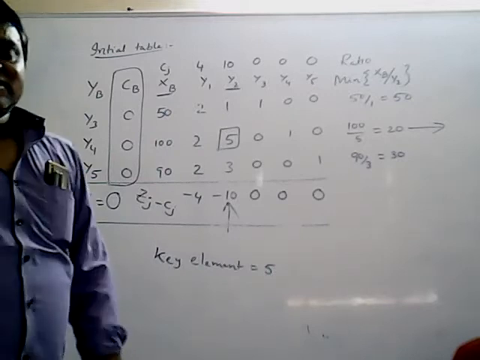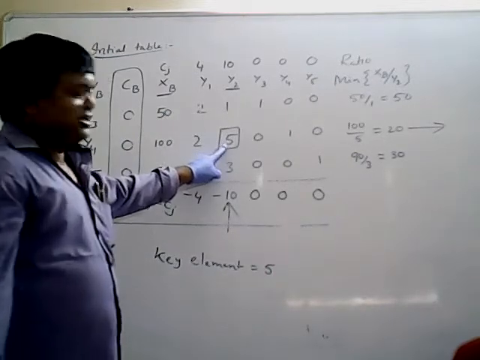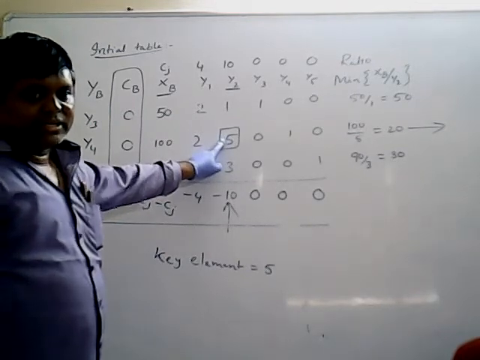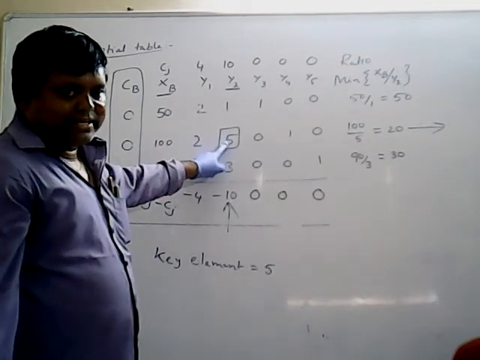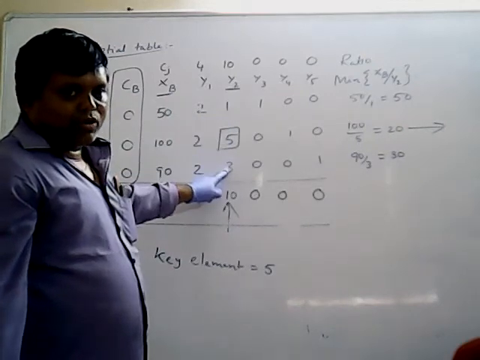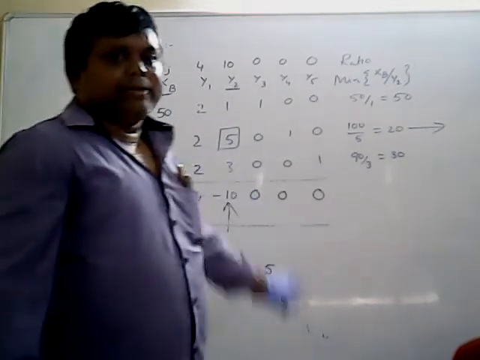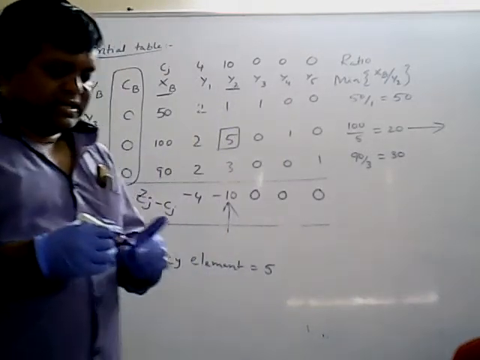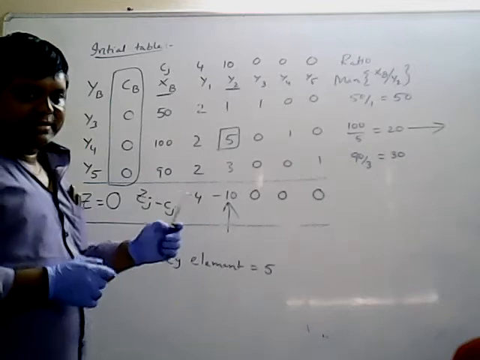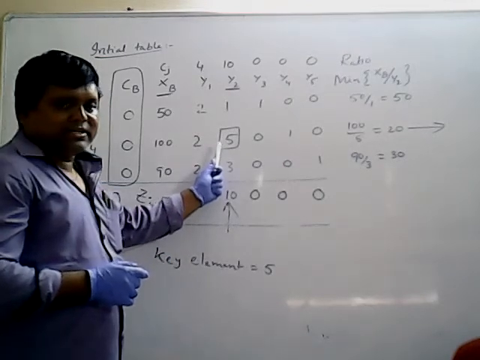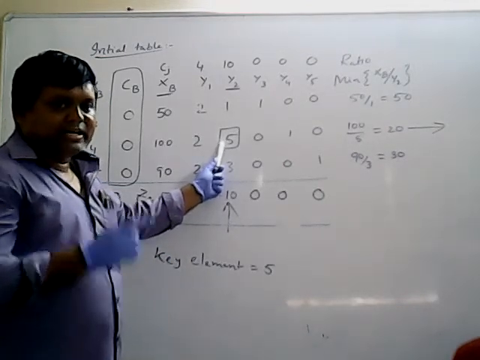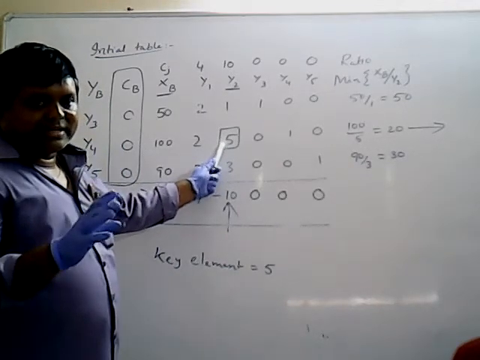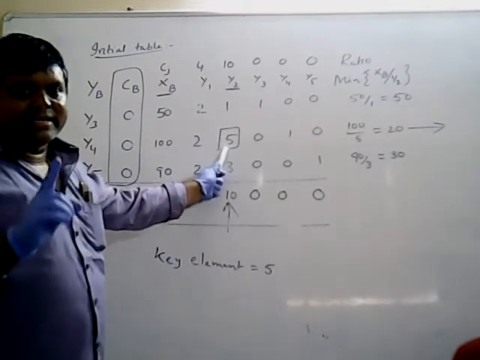The next step is you have to make this key element 1. Listen carefully. The next step is you have to make this key element 1 and the other elements in the particular column should be equivalent to zeros by performing matrix row operations. Step number 8 I am saying. After identifying the key element, make that key element equal to 1. Whatever may be the problem in the simplex table, after identifying the key element, make that key element equal to 1.